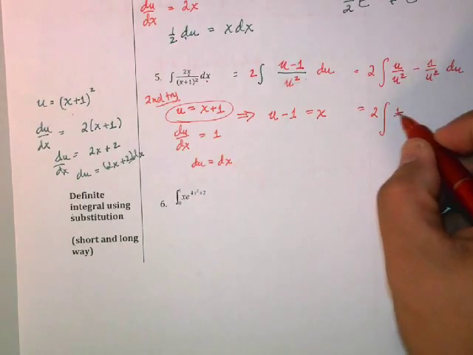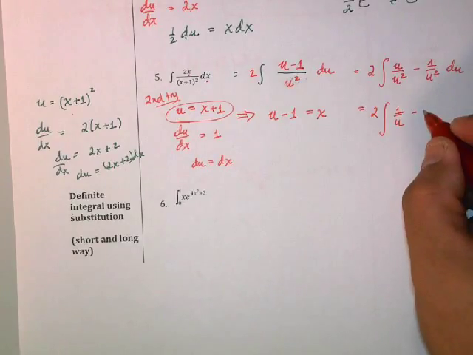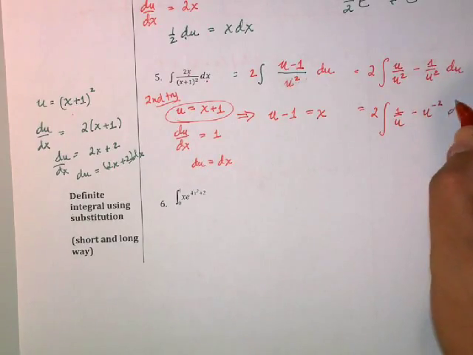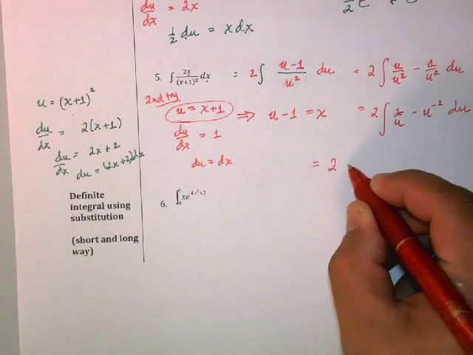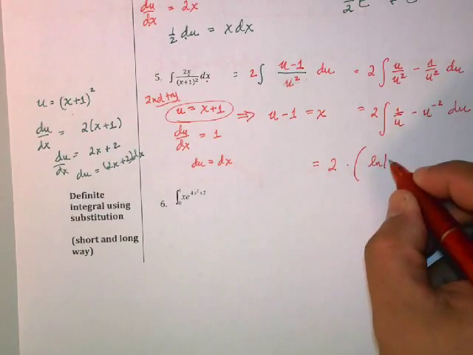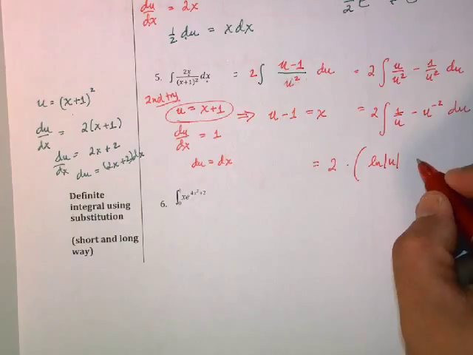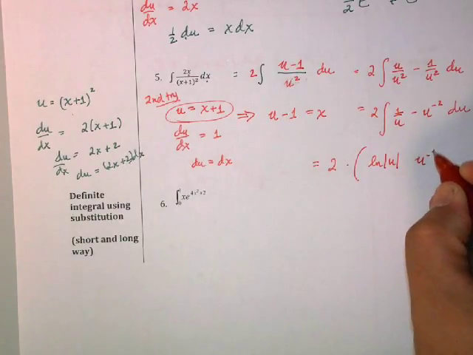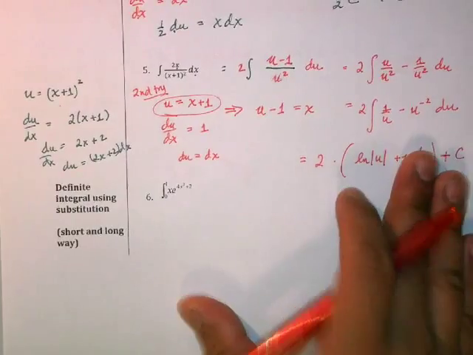And there's some more work that requires us to do here. u over u squared is 1 over u, minus 1 over u squared, so we can represent this as u to the negative second du. So we take the antiderivative, 2 times 1 over u, that's the natural log of the absolute value of u. u to the negative second, the antiderivative of that is u to the negative first, plus u to the negative first, since that's a negative number. That whole thing plus a constant.